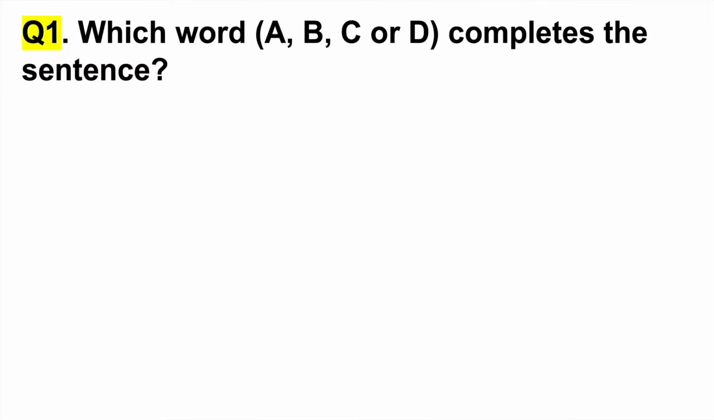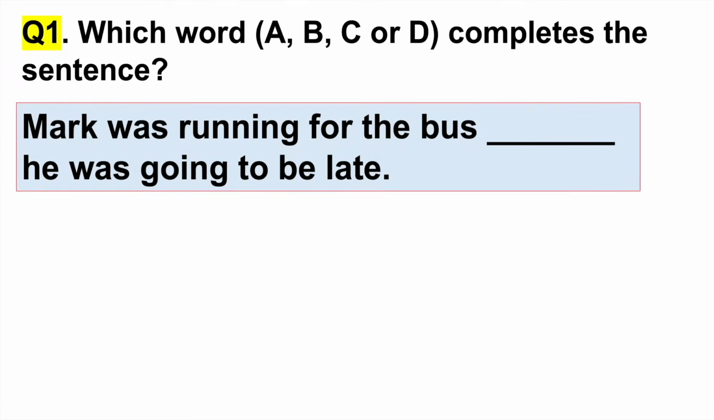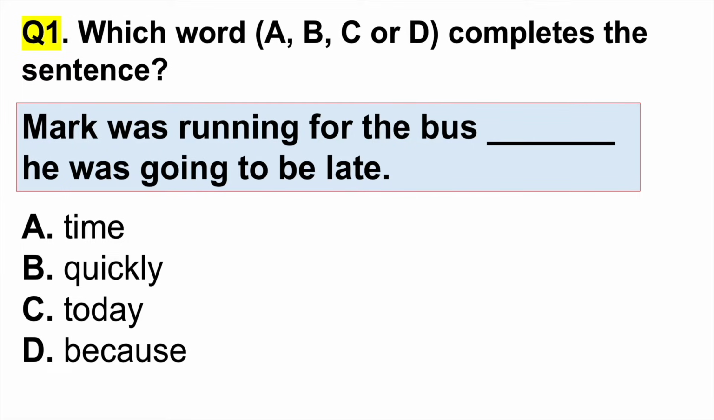Question number one. Which word, A, B, C or D, completes the sentence? So the sentence is, Mark was running for the bus blank. He was going to be late. And we are given four options, A, B, C or D. Which one is correct? Is it A, time, B, quickly, C, today, or D, because?